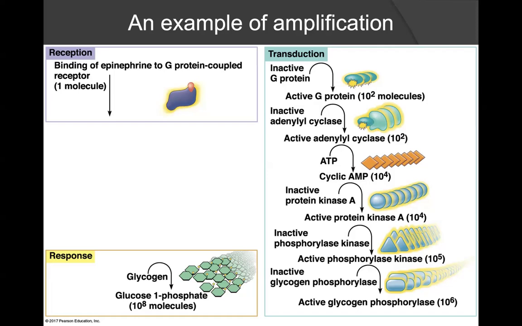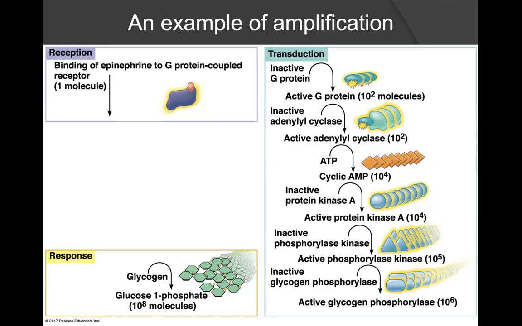So for 10 to the 2, or for every 100 adenylyl cyclase enzymes that are activated, we have the production of 10 to the 4 cyclic AMP molecules. These will each activate their own protein kinase A enzyme, once again in a 1-to-1 ratio. So we have 10 to the 4 enzymes of protein kinase A activated. Protein kinase A in this pathway will target the activation of phosphorylase kinase, and this is an amplified response at 10 to the 5.